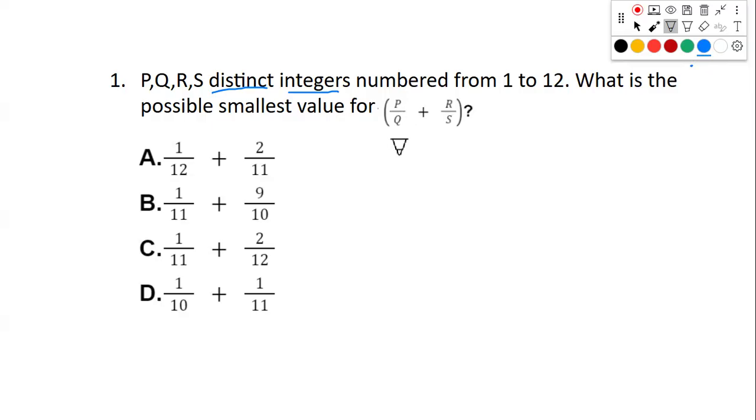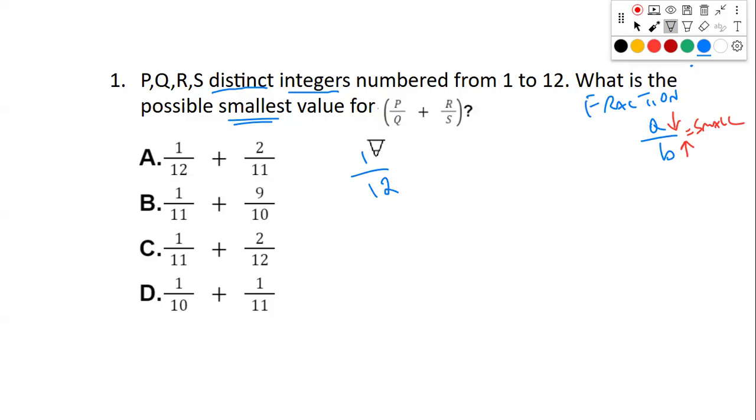P by Q plus R by S, say fractions. When you are looking at a fraction and I want the smallest value, so fraction is, for example, A by B. If I'm targeting the smallest value, the numerator should be as low as possible, the denominator as high as possible. This will give me a small value. So based on the logic, I will write P by Q as 1 by 12. That gives me the small value.